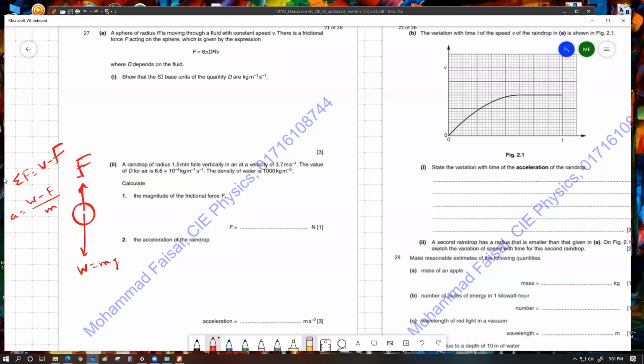If we do this whole working, then our working will be done properly, okay? And the question is, how will we do this working? First of all, the question has given us the density of water, and we are given the radius of the raindrop. So we have to find out first of all the volume of the raindrop to find out the mass. Do you understand what I'm saying?